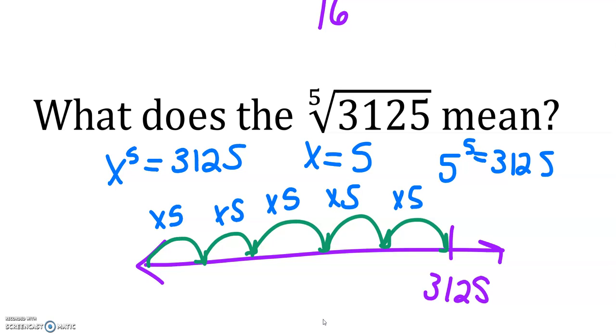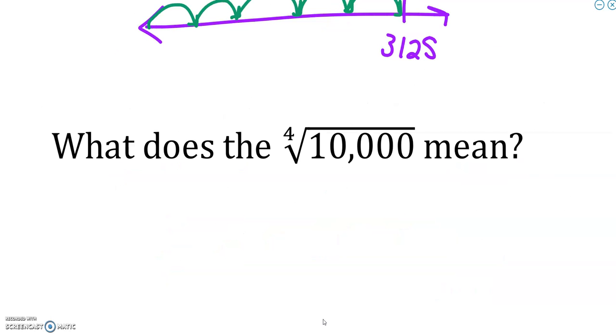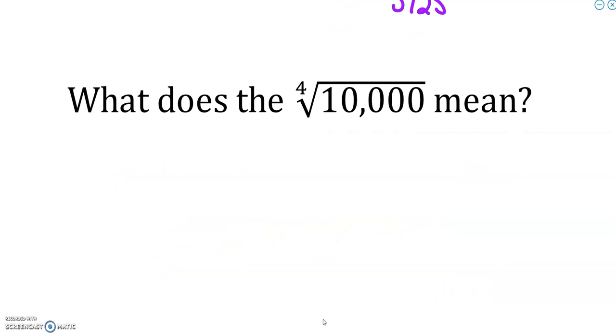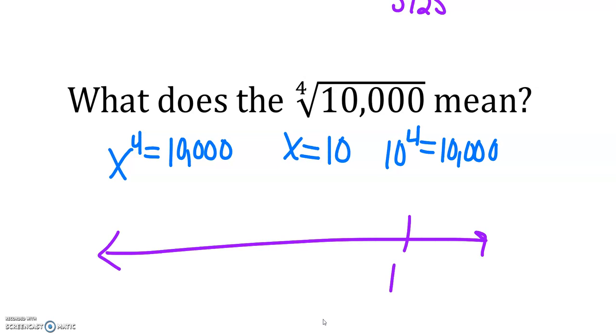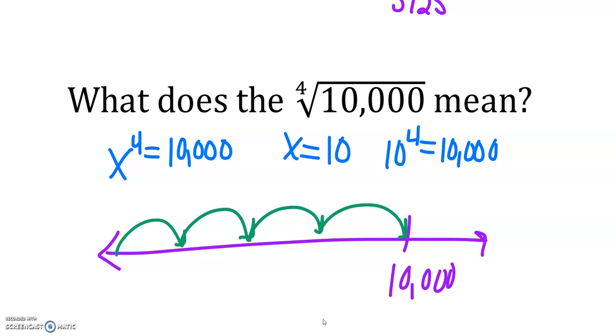So the fifth root of 3,125 is 5. All right, so what does the fourth root of 10,000 mean? Well, what number, when raised to the 4th power, equals 10,000? You might know that this is 10, because 10 to the 4th is 10,000. We'll think about this again on a number line. We have 10,000. We're going to take 4 steps to get there, and every step we're going to have to multiply by 10 to get to 10,000.